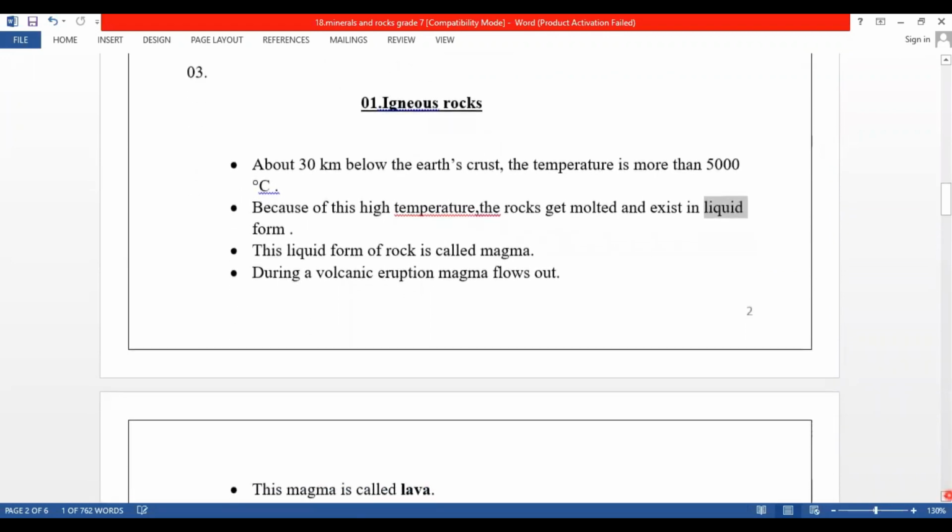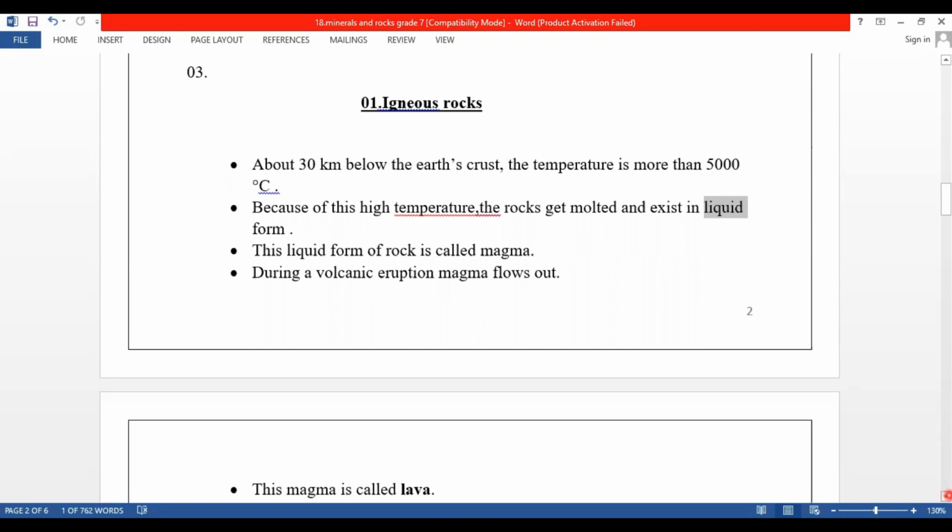About 30 kilometers below the earth crust, Earth crust එකෙන් 30 kilometers පහළට වෙන්න, the temperature is more than 5,000 Celsius. That is the temperature inside our earth, below 30 kilometers. Because of this high temperature, the rocks get molten and exist in liquid form. Molten means in liquid nature.